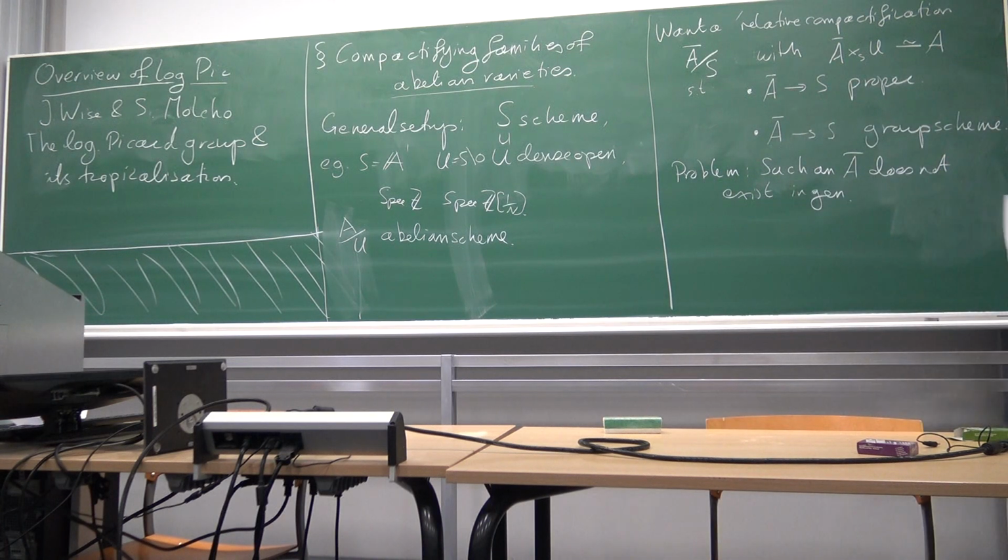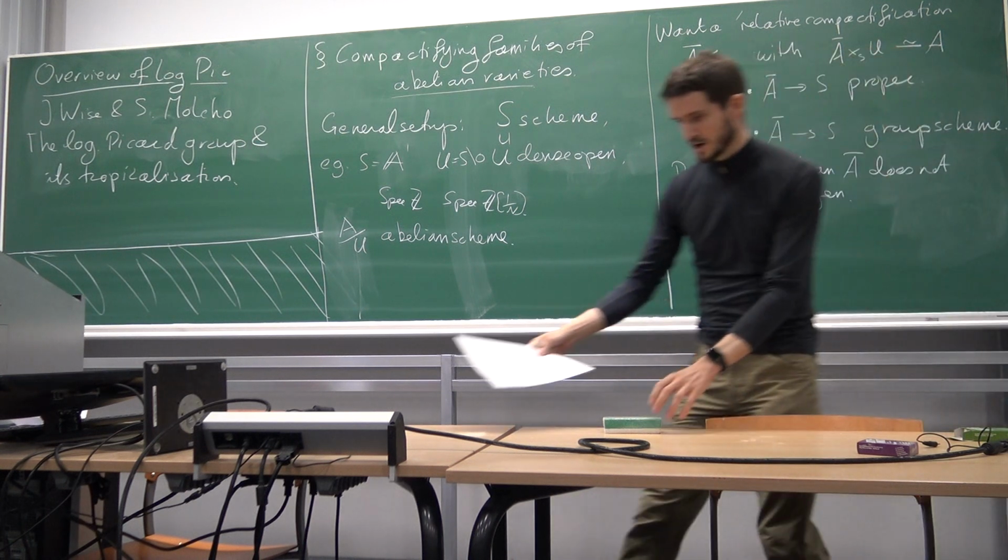I'm calling it a relative compactification because I'm asking for the map from A bar to S to be proper. S itself does not have to be proper or projective or anything like that. So this A bar is not, in some abstract sense, proper over Z or anything, but it's just a relative thing. But the problem is that this A bar doesn't exist. So let's do an example.